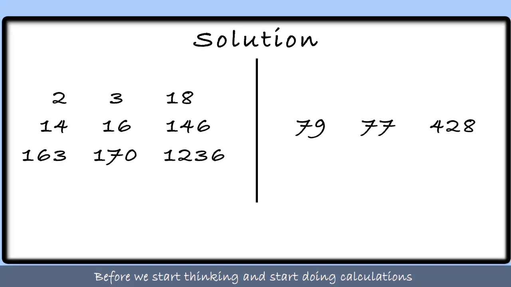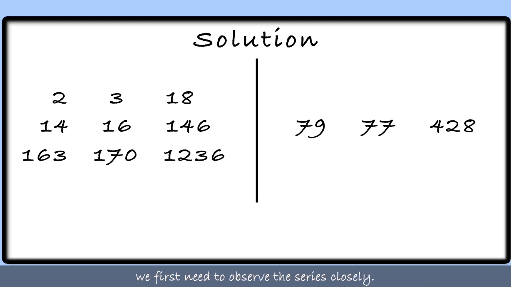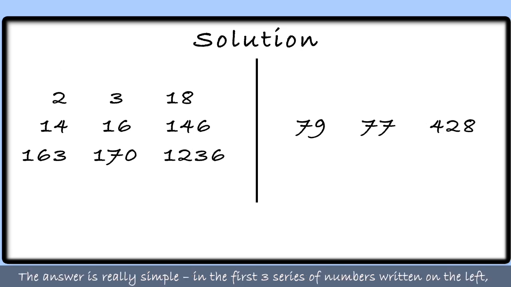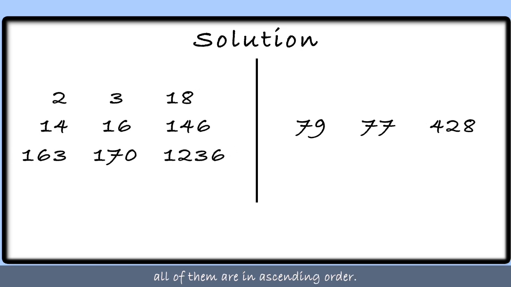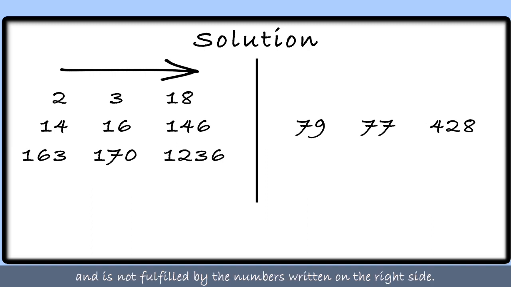Before we start thinking and start doing calculations on the basis of various mathematical operators to find a common pattern, we first need to observe the series closely. The answer is really simple. In the first three series of numbers written on the left, all of them are in ascending order. This is the only logic and pattern that they follow, and is not fulfilled by the numbers written on the right side.